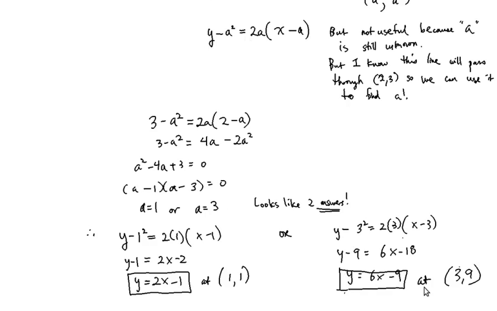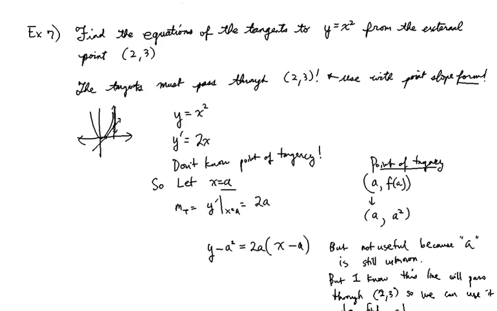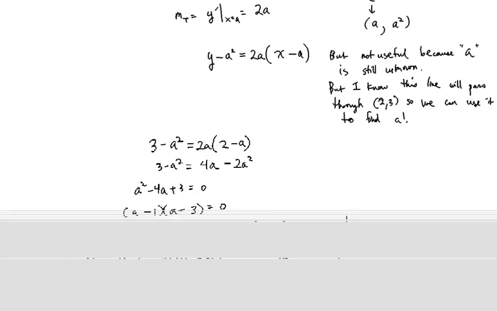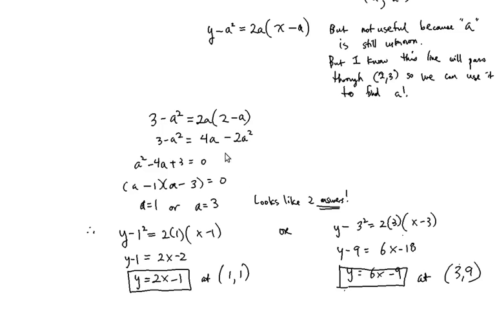Okay, so there you go. Those are the two tangent equations that pass through the point (2, 3). Okay, so feel free to rewind and rewatch this as necessary, but that's probably a little bit more of a critical thinking type question. All right.